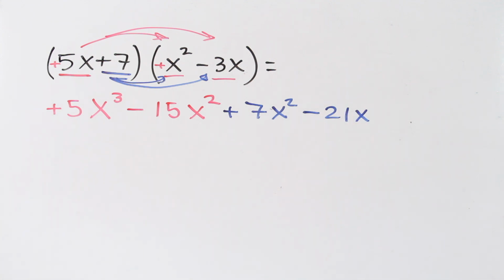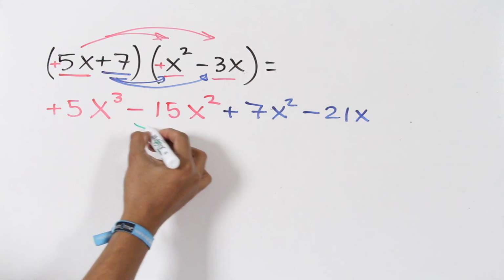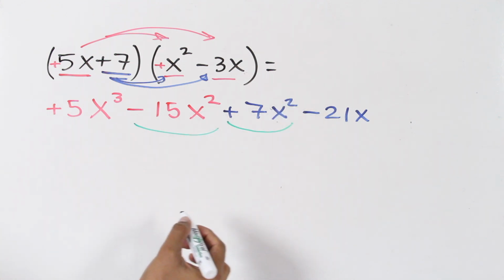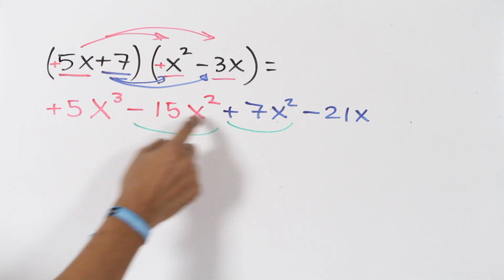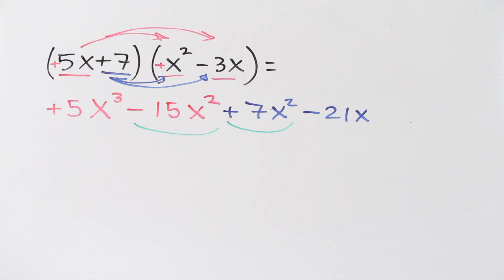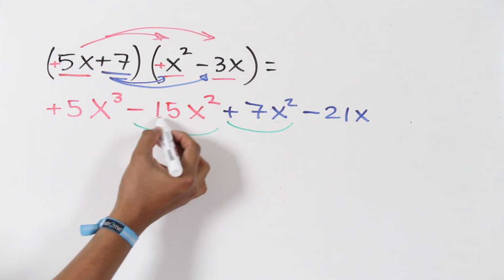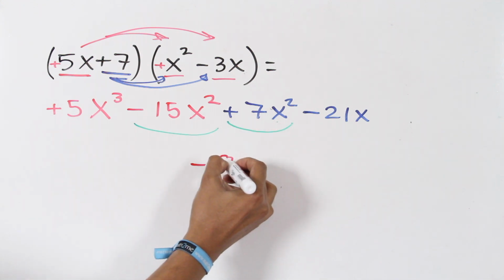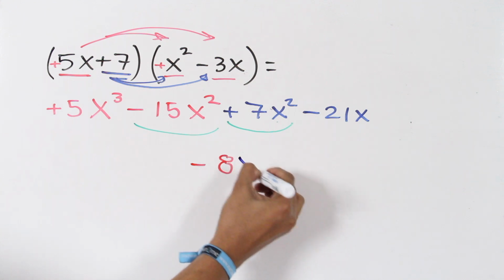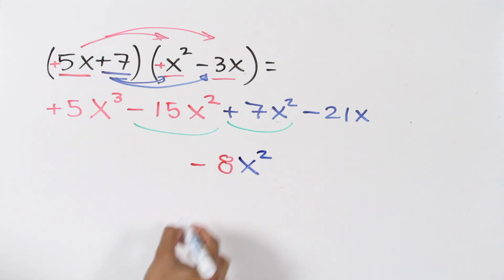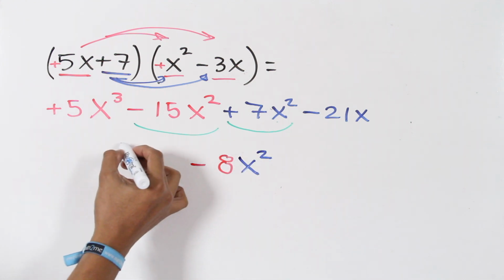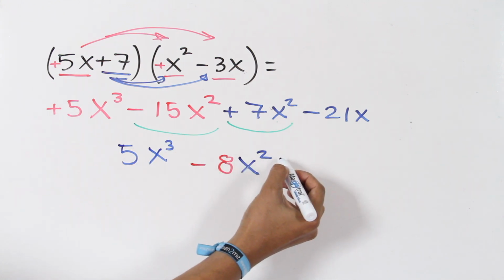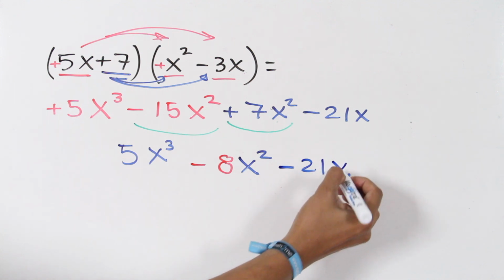Looking for like terms, here we have negative 15x squared and 7x squared. As you can see, they have different signs. It means that we need to subtract them. So minus 15 plus 7 equals minus 8, and we keep the same variable, that is x squared. So finally the answer is 5x cubed minus 8x squared minus 21x.